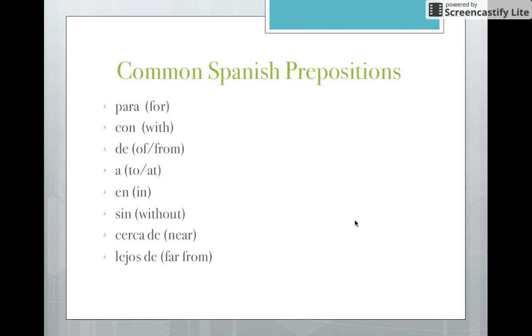Let's take a look at some common Spanish prepositions. Write this list. Para is for, con is with, de is of or from, a is to or at, en is in, sin is without, cerca de is near, and lejos de is far from.